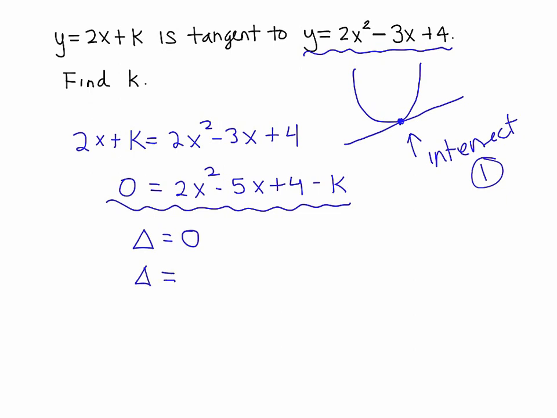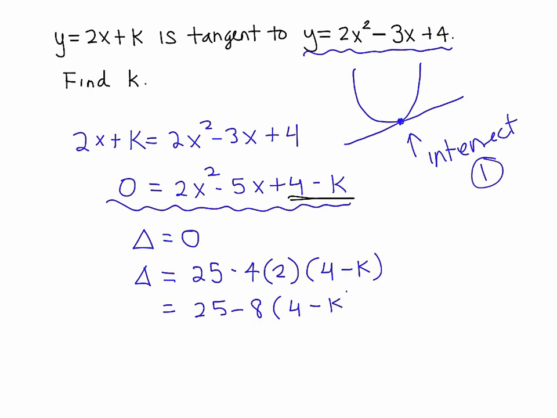Discriminant is b squared minus 4ac, so that's going to be negative 5 squared, that's positive 25, minus 4ac. In this case, we have 4 minus k, so you want to write 4 minus k for c. So we have 25 minus 8 times 4 minus k. Distributing negative 8, 25 minus 32 plus 8k. They're all equal to 0.